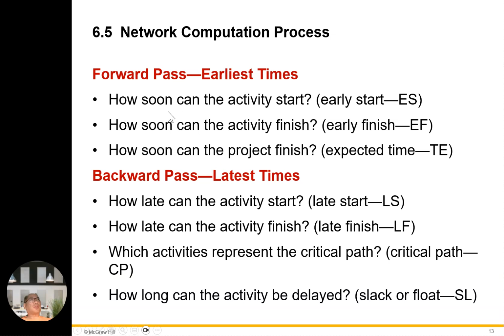The flowcharts. 6.5, network computer process. Forward pass, earliest time. How soon can the activity start? Early start, which is called ES. How soon can the activity finish? We call it early finish. How soon can the project finish? Expected time. Backward pass, latest time. How late can the activity start? LS. How late can the activity finish? LF. Which activities are on the critical path, which is CP. How long can the activity be late? That's the key part, okay?